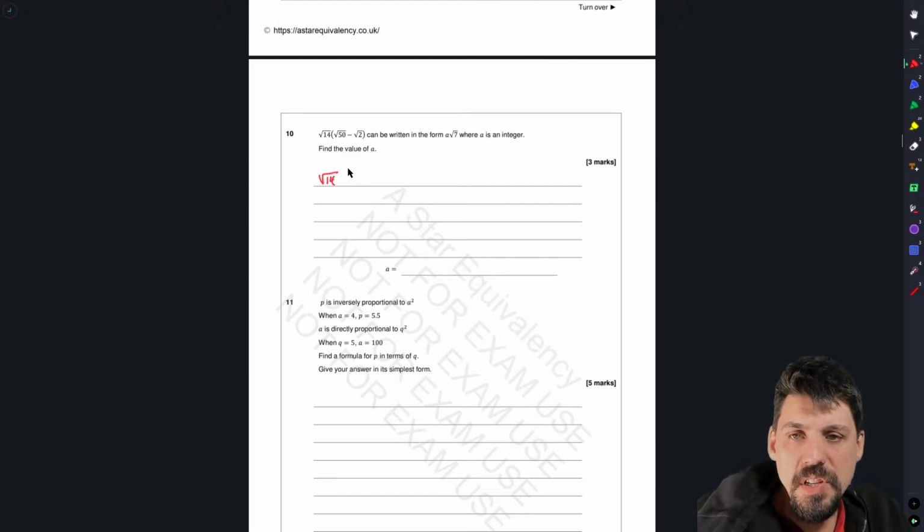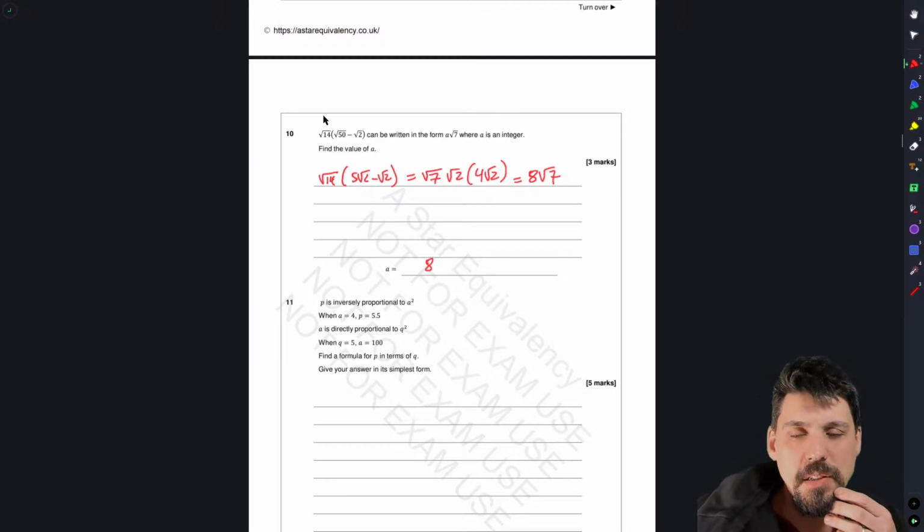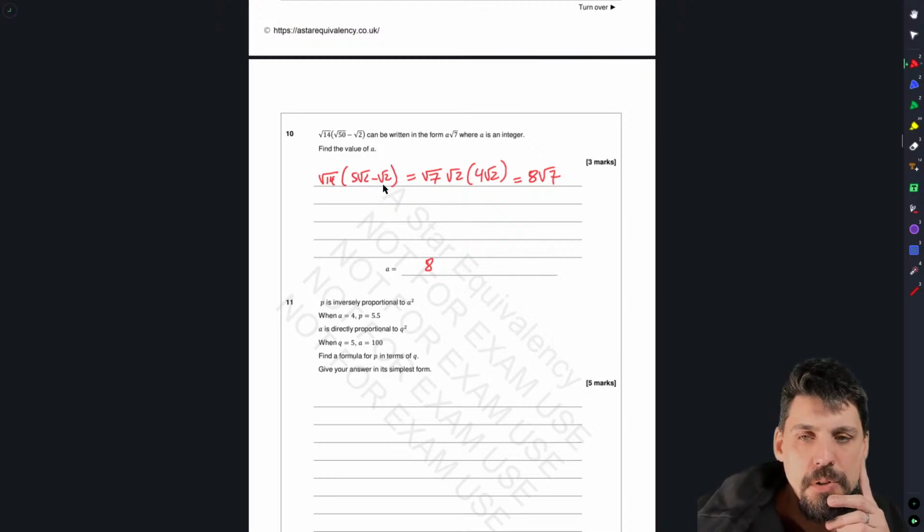Right, so we got root 14 times 5 root 2 minus root 2. Now root 14 is root 7 root 2 times 4 root 2. So that is 8 root 7. Does that feel right? That's weird. I would expect to find this on a calculator paper. Oh no, I suppose not actually. You plug this into a calculator, it will do it for you. So yeah, you probably want it not on a calculator. 5 root 2 minus root 2 is 4 root 2. Pull out root 2 from there. 4 root 2 times root 2 is 8. So yeah, I'm going with that.